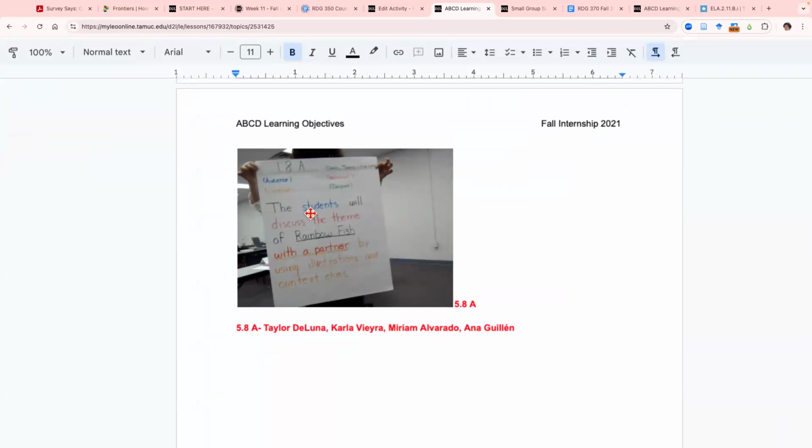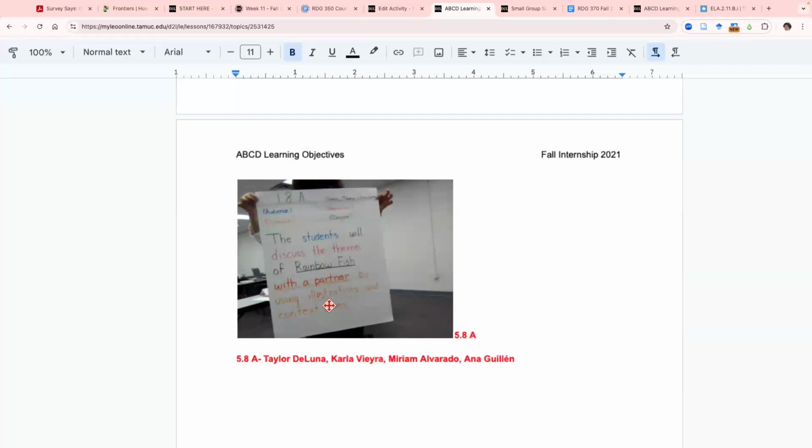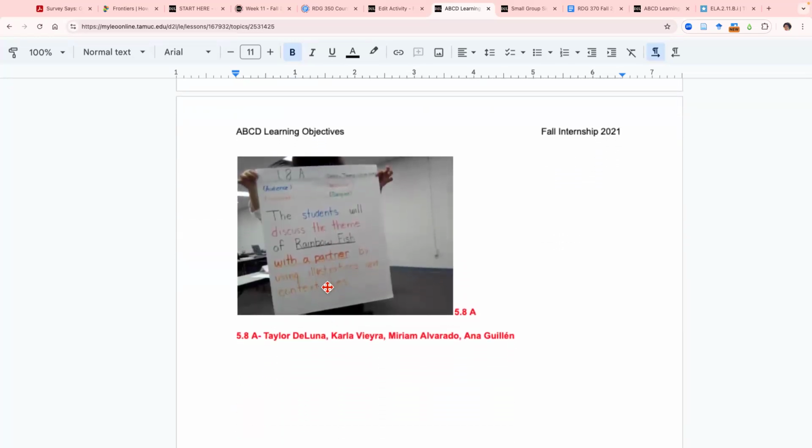They color coded it for the audience, the B for the behavior. You've got the discuss, and you've got using, and then you've got the condition. The condition includes Rainbow Fish with a partner. And it's important that you include using illustrations and context clues. So in this case, you've got the D for first grade. At this point, they're being really specific on what it means to be successful. So they're going to be including context clues and illustrations.